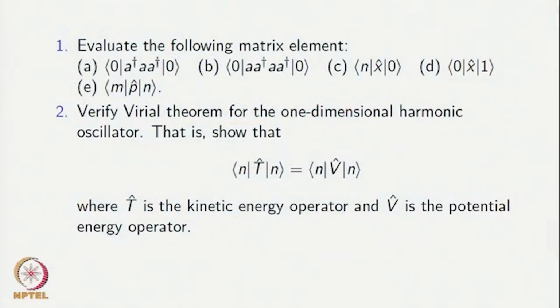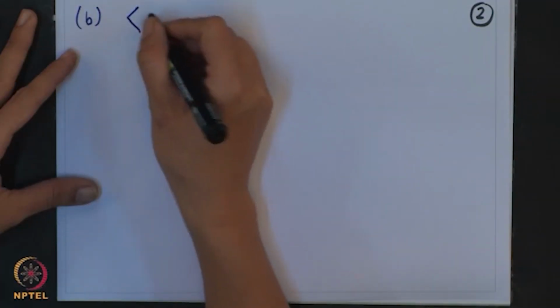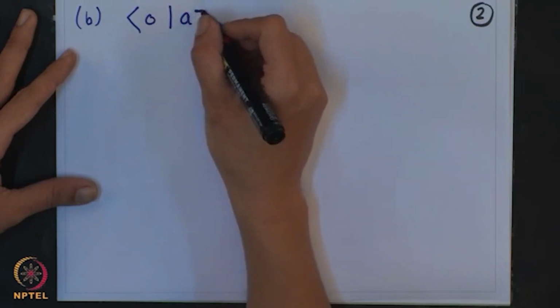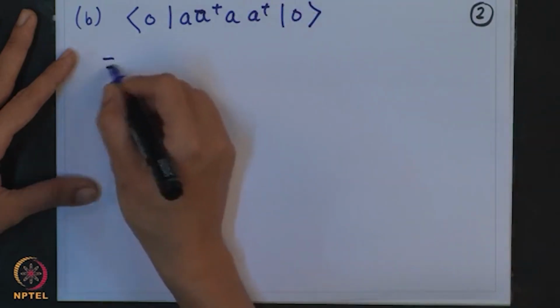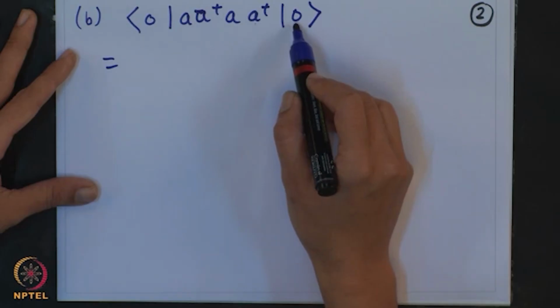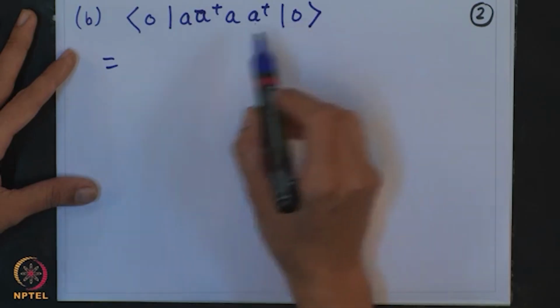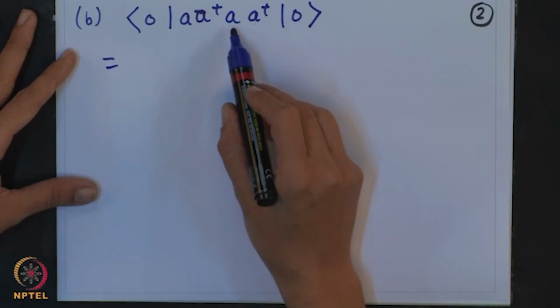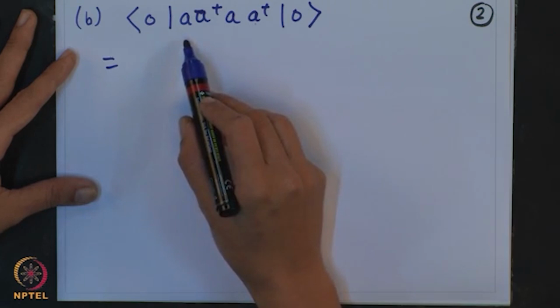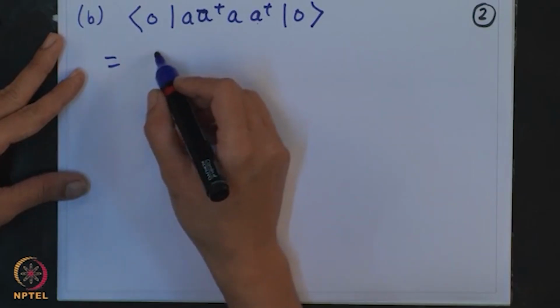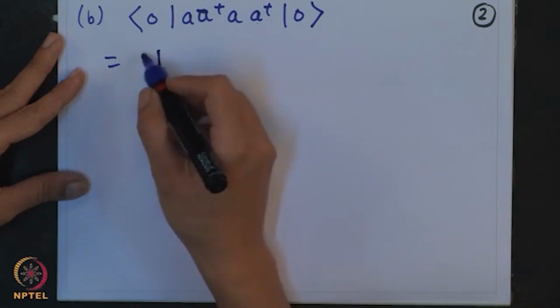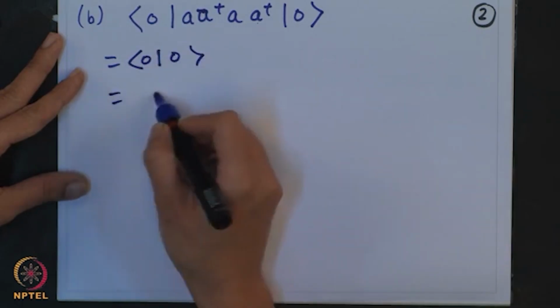In the second problem, you have 4 ladder operators. Similarly, you can obtain A dagger, A, A dagger, A. When A dagger is operated on 0, I will get the 1 state, then again I will come back to the 0 state, then again the 1 state, and then again I will come back to the 0 state. If you solve it the way we did for the first problem, we will have 0 with 0, that is 1.